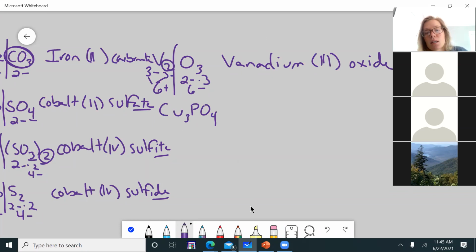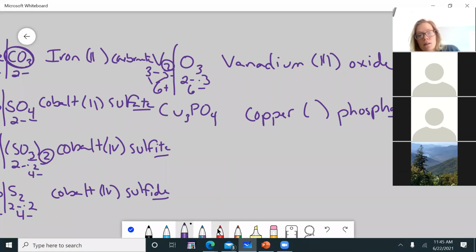This last one here, copper, that's phosphate, ATE, talking about the polyatomic ion. And cut it in half. Phosphate always has a 3- charge. That means cobalt has to have a 3+ charge, but there are 3 of them, so divide it up amongst 3. So each one has a 1, copper 1 phosphate. We have named them all.